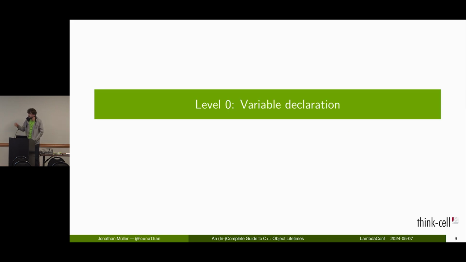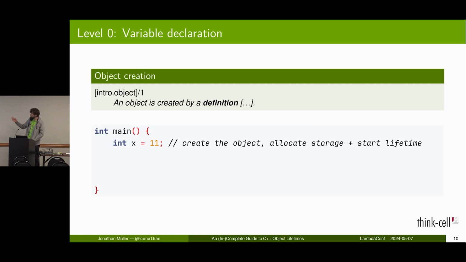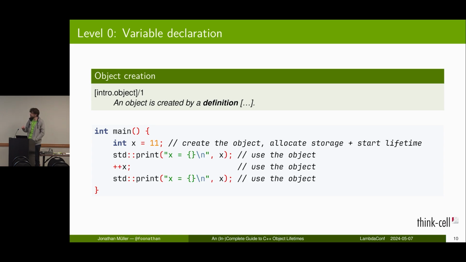So let's begin. The talk is structured in levels. We're going to start simple and get more and more into the weeds. So, intro, [basic.life] paragraph 1. An object is created by a definition. So here we have a definition of a variable x. This creates an object, allocates storage, starts its lifetime. We can then use the object and change its value. And when we reach the closing brace, the object is destroyed, the lifetime ends, and we deallocate the storage.